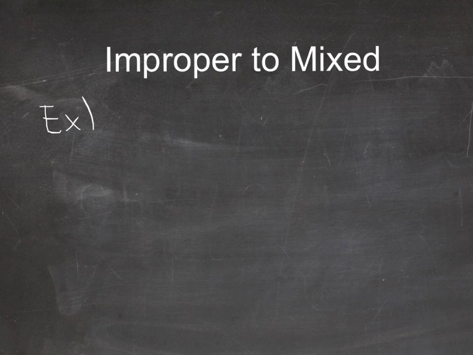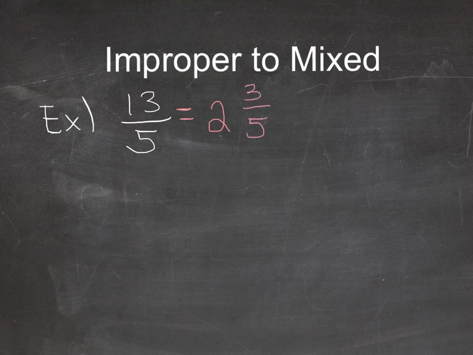Okay, so let's see going the other way if you're going from improper to mixed. So my first example, I have 13/5. So to go from an improper fraction to a mixed number, what you need to do is think how many groups of the denominator can you take out of the numerator, and then what will you have left. So I could take 2 groups of 5, that would be 10 out of 13. And like I said, that was 10, so I subtract the 10 from the 13, so I get 3/5. So 13/5 is the same as 2 3/5.